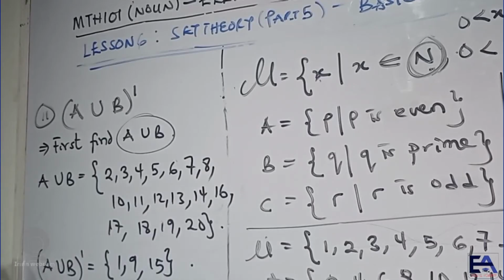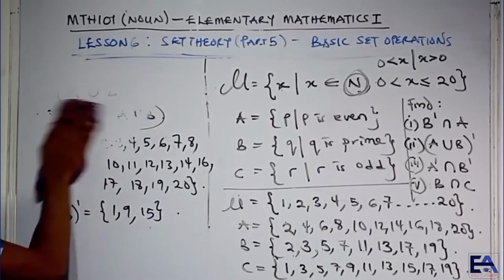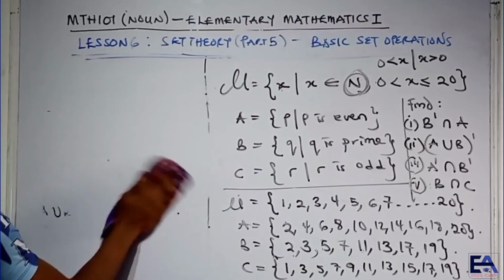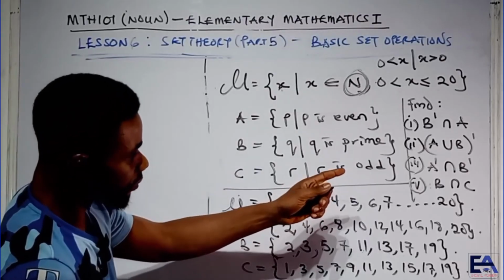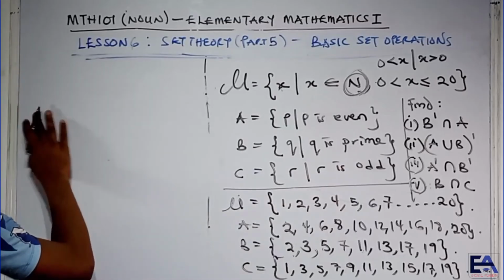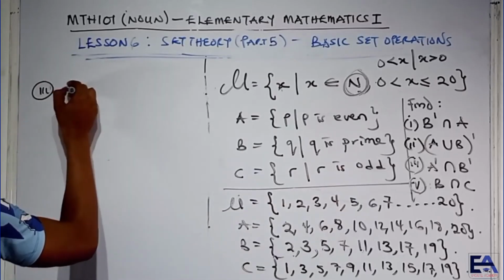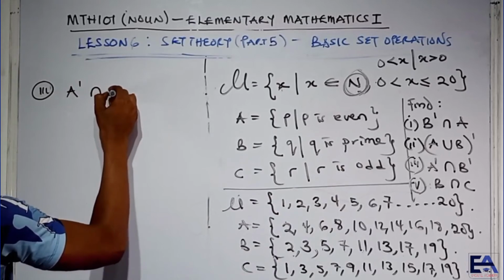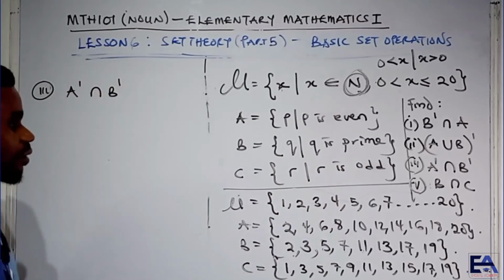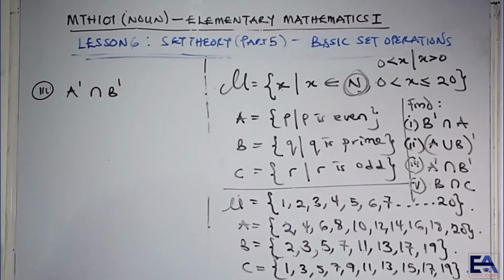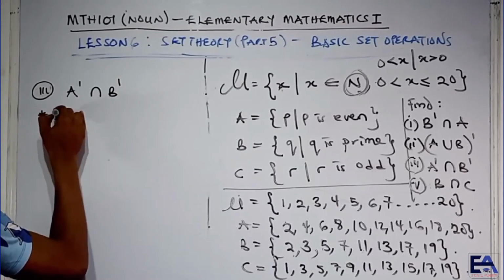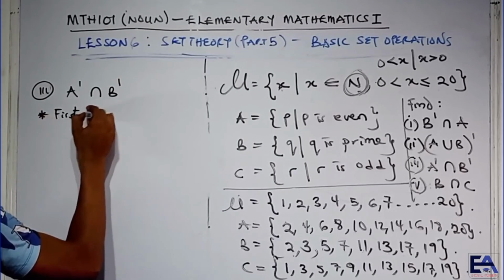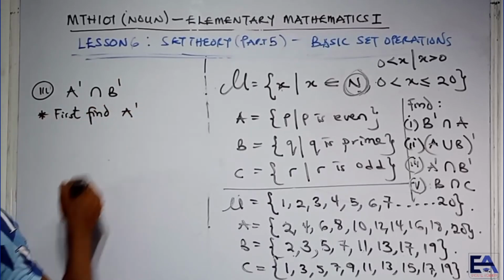The next question says we should find A complement intersection B complement. So to find the value of A complement intersection B complement, we first find A complement.